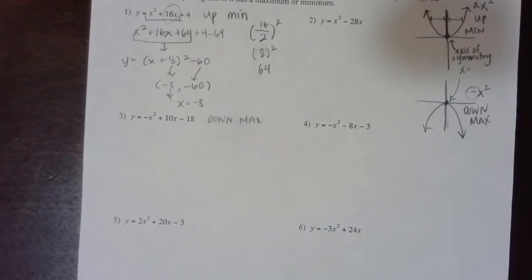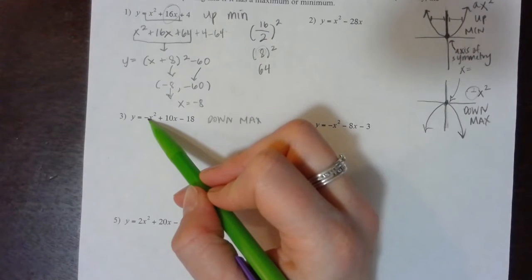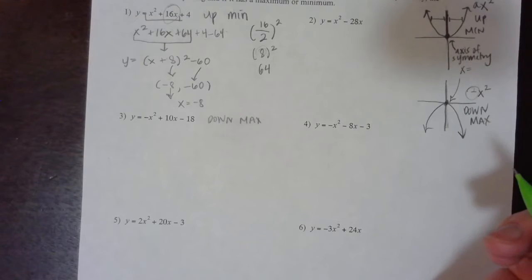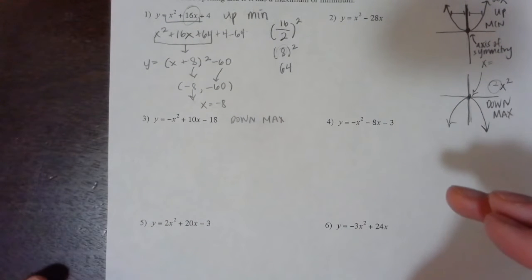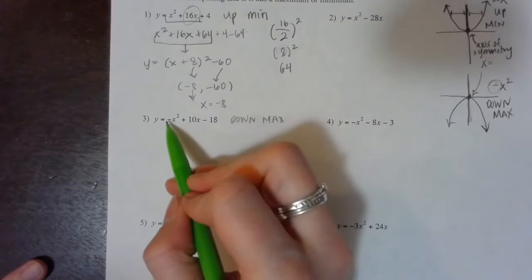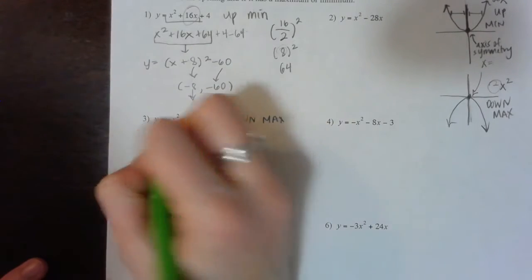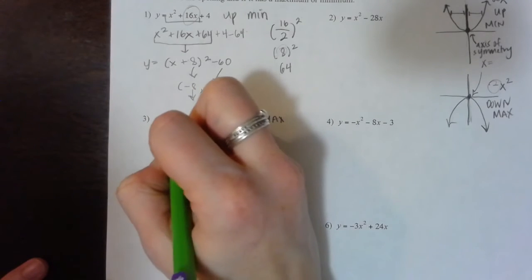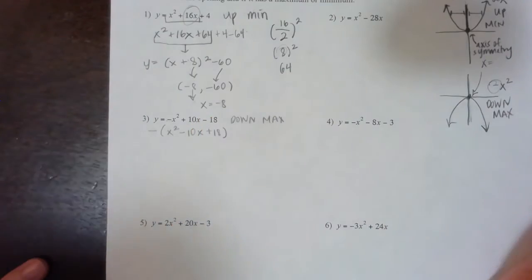Okay, moving on. Now, when you have a leading coefficient that is not equal to a positive 1, you cannot complete the square as it is. This does not work. So the first thing that we are going to do is take out this negative. When we take out the negative, we have to take it out of all three terms. So we're going to have a positive x squared, a negative 10x, and a positive 18.